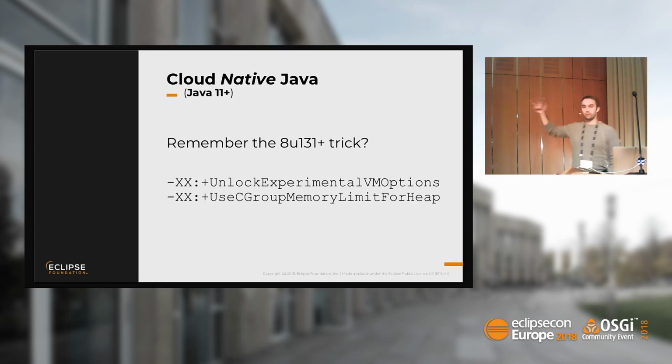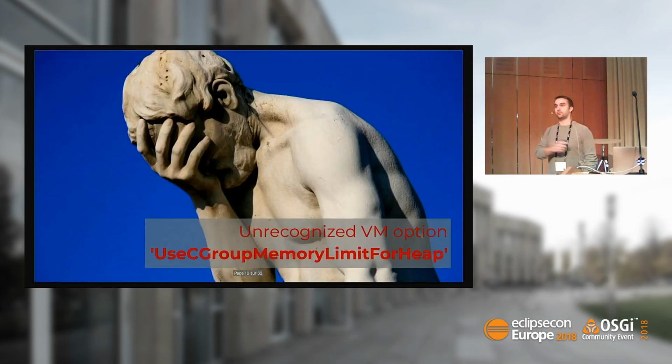So you remember the trick that we talked about earlier for U131 to allow the detection of memory settings in the container? It doesn't work anymore in Java 11. So if you want to have a common set of options for your JVM, it's not really working between 8, 9, 10, and 11. So your JVM will just fail to start with this error.